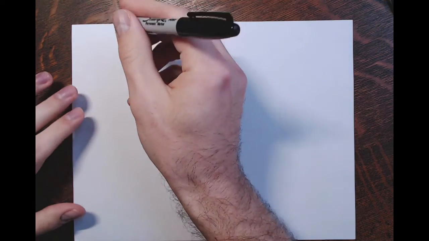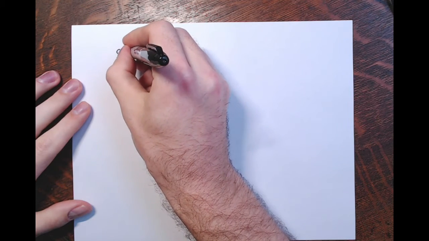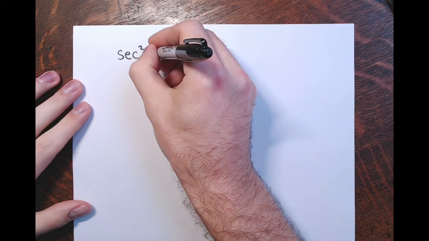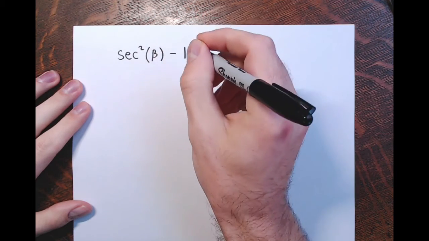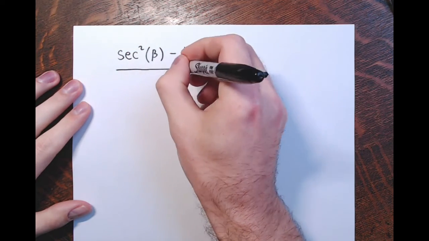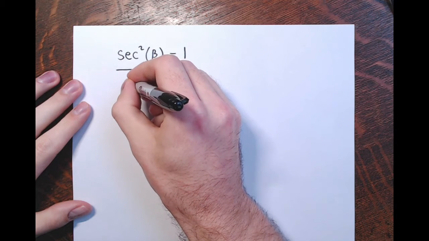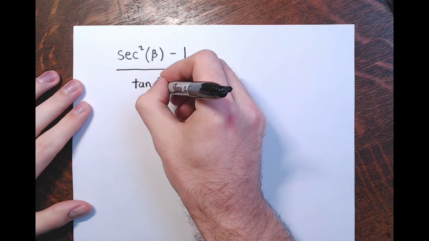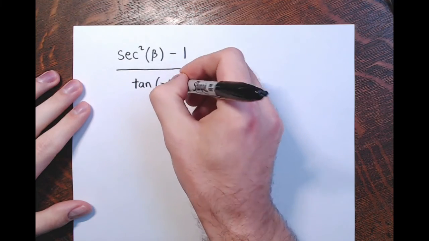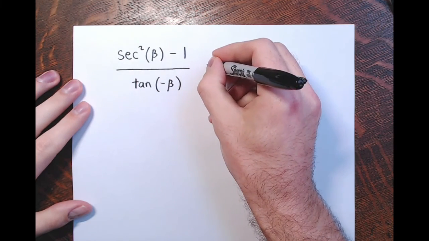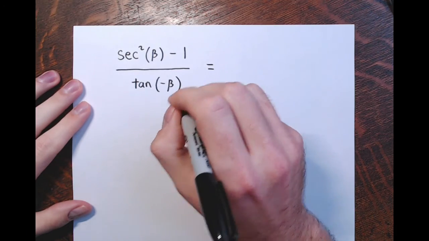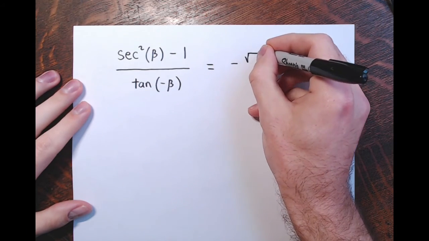Now every time I use an identity, I'll write down what identity I'm using. So here we have this equation. On the left side there's a fraction. The numerator is secant squared beta minus 1, divided by the tangent of negative beta, and we're asked when is this equal to negative square root of 3 divided by 3.